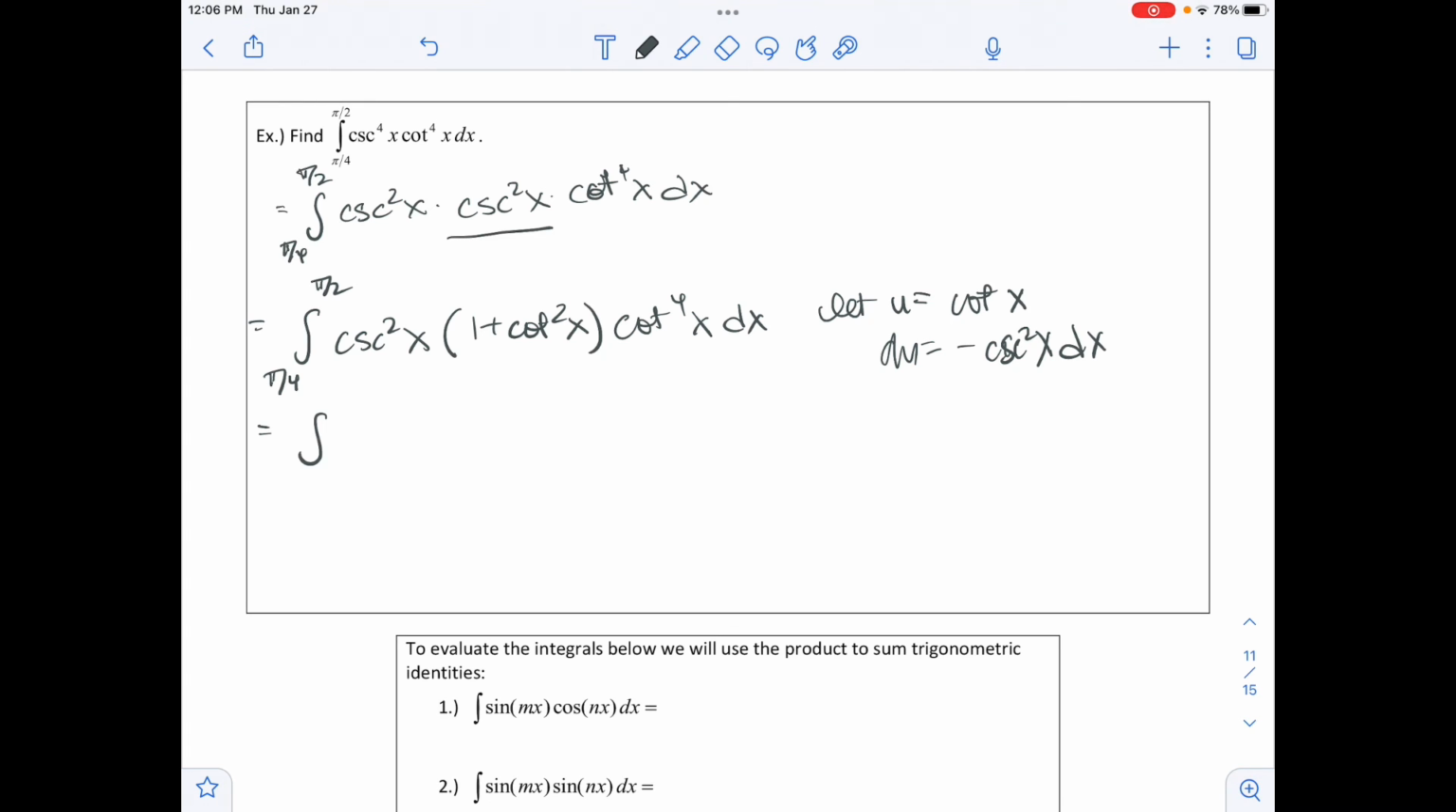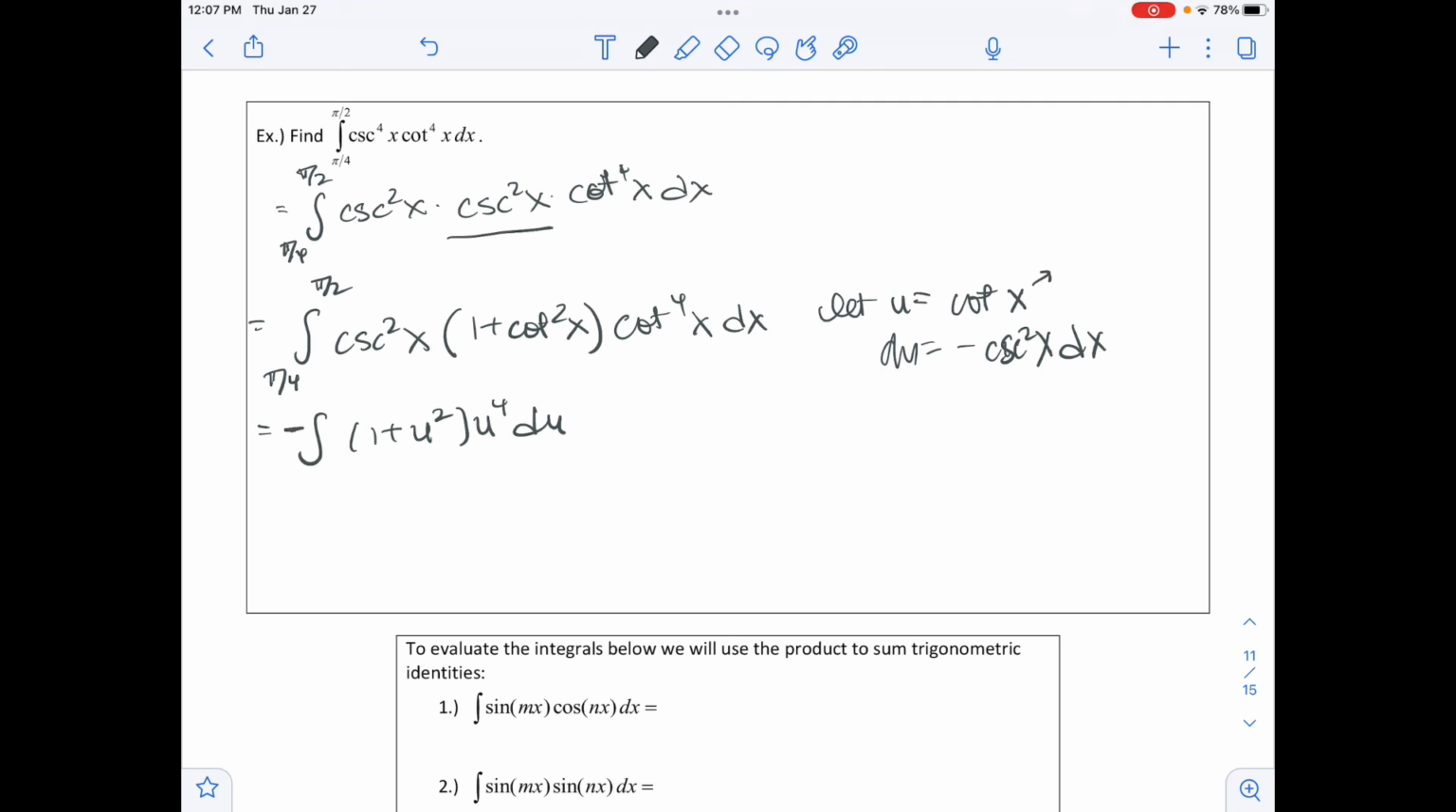And I do have a negative sign there, so I'll put the negative out in front, and I have 1 plus u squared times u to the 4th du. Since we are dealing with a definite integral, we do need to change those limits of integration, since my variable is now in terms of u, and my integrand is in terms of u and not x.